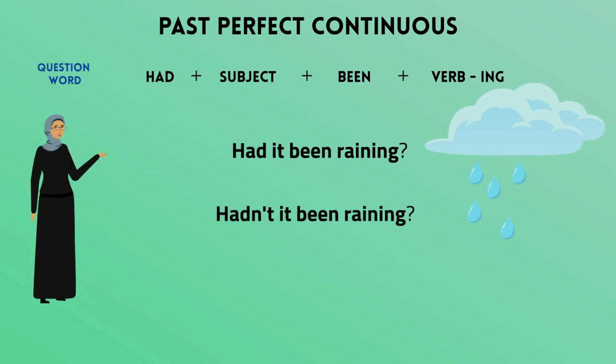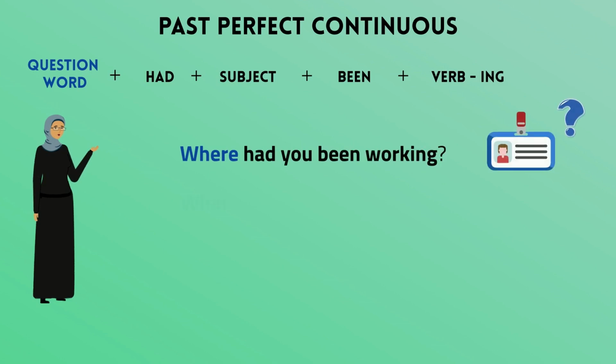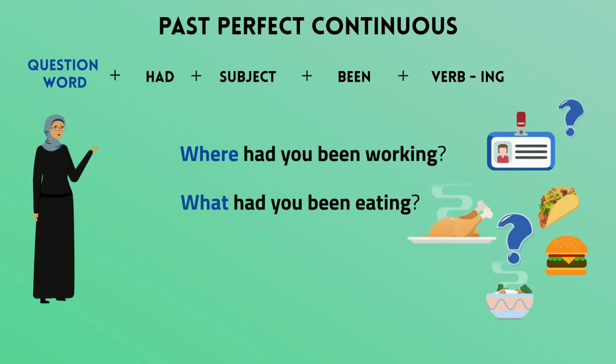We can also use question words at the start of past perfect continuous questions. For example, where had you been working? What had you been eating?